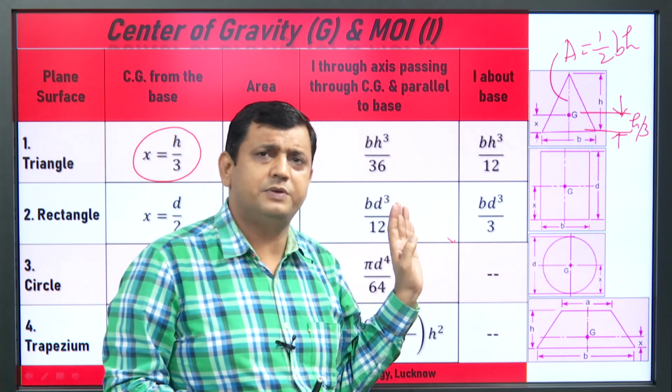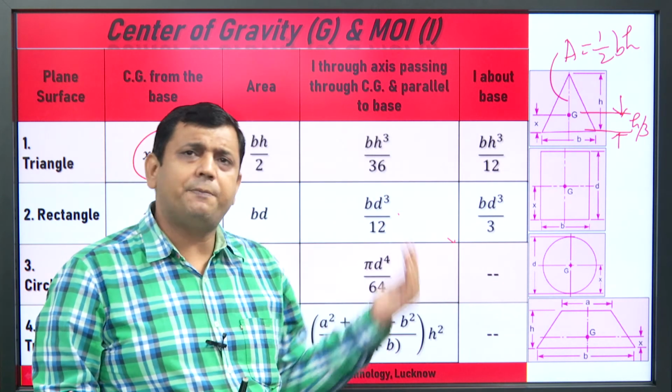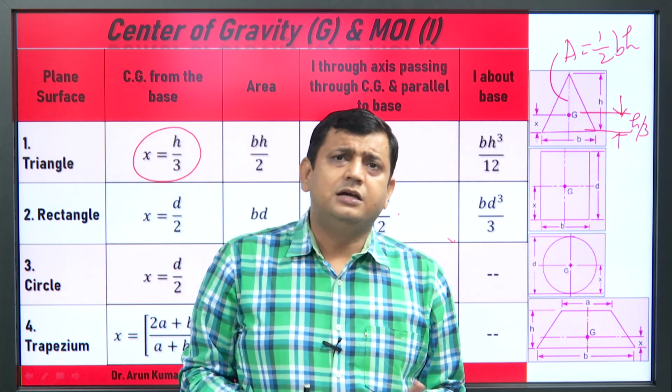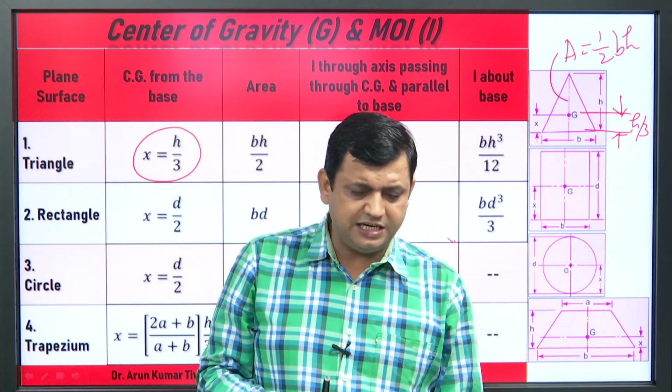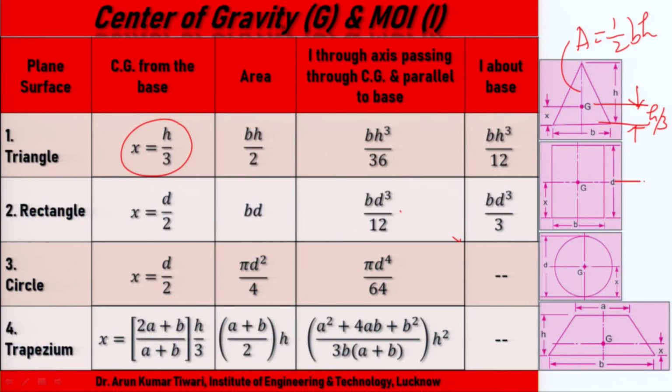This is very simple. So we need the CG from the base, the CG from the apex, and then the area. Now the common surfaces: take a rectangle. The CG is d by 2, and the area is b into d. Then from the base, the moment of inertia is b d cube upon 12.